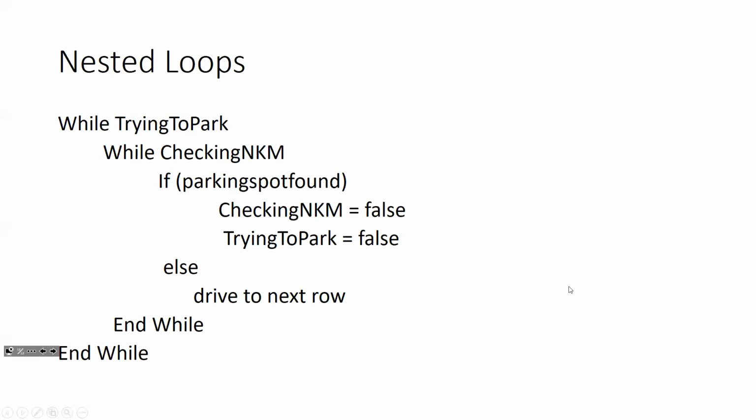Now, once you got done checking the Norman K. Myers parking lot and you couldn't find any parking at all, you would be done with the checking Norman K. Myers loop. But when you came out of that loop, you would still be within your trying to park loop. So now you would go to the next parking lot and try to park in that. And so we can be controlled by an outer loop that keeps track of all of this information for us.